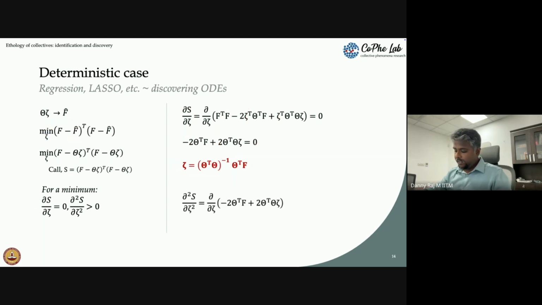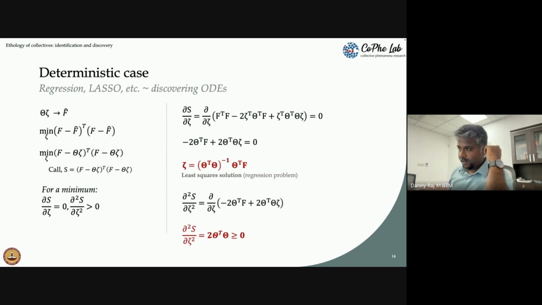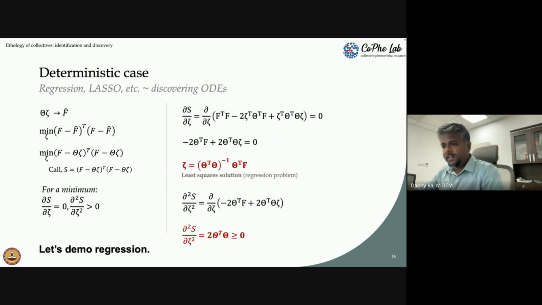Now you can also take the second derivative of this term to check whether that's positive, and it's easy to show that it's positive. So you can take a look at it later. All right. So this is what is called the least squares solution or the regression problem. All right. So let's try doing this.